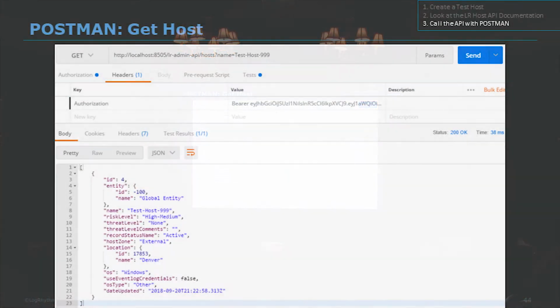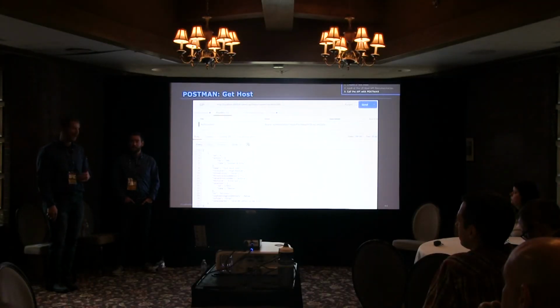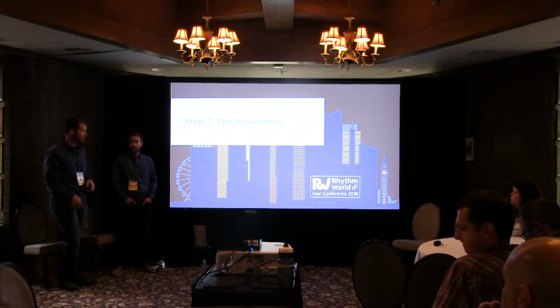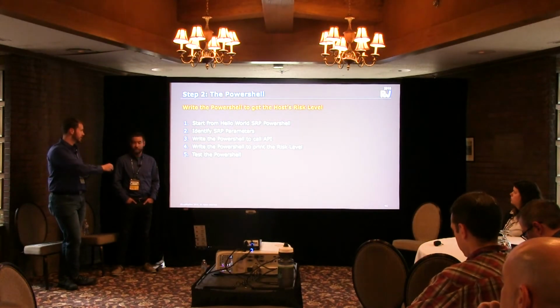And now you can see it's actually done the lookup for me, and it says, all right, test host 999 that we created before has ID number 4, and its risk level is right here. Right? So now we've found the host that we're interested in. We've passed that as a parameter to the API, and we're actually getting information back into Postman that we're interested in. So what does this look like in PowerShell?